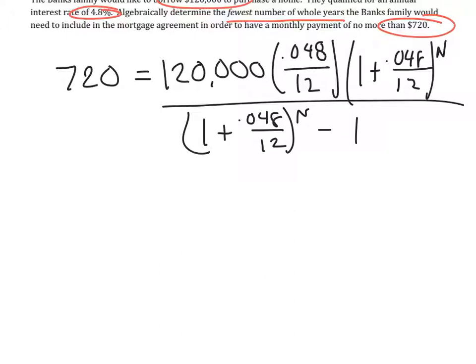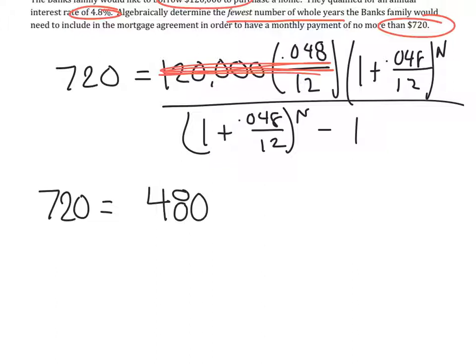The more simplifying you do, the easier your life should be. If you don't simplify, that's on you. So clearly, 720, there's nothing to simplify. Can you multiply this by this? Are there any variables attached to it? Of course not. So literally type in your calculator 120,000, parentheses, use your fraction tool, 0.048 divided by 12, close it up. And we're going to scratch that off and put in what number we get there. I got 480. So much nicer looking.